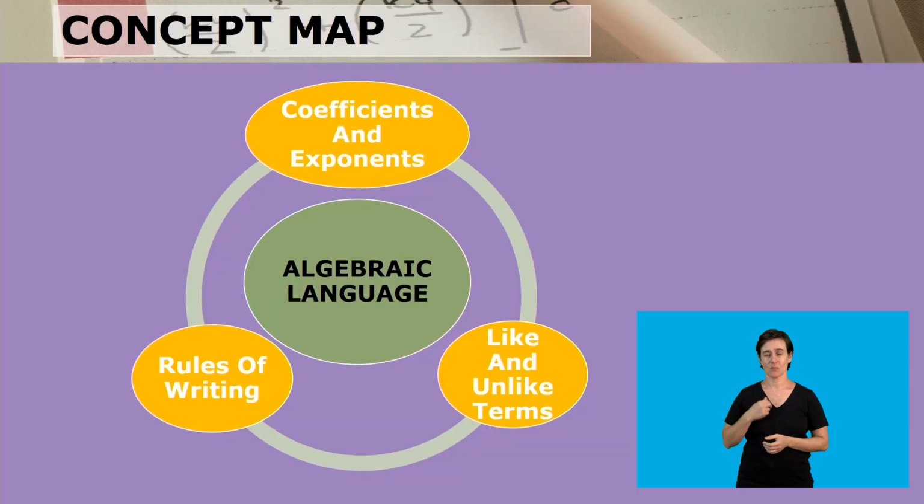Welcome back. Now let's continue. Let's look again at our concept map on algebraic language. We've done rules of writing. We've done coefficients and exponents. Now let's look at like and unlike terms.